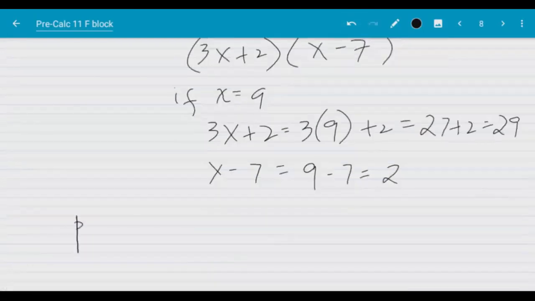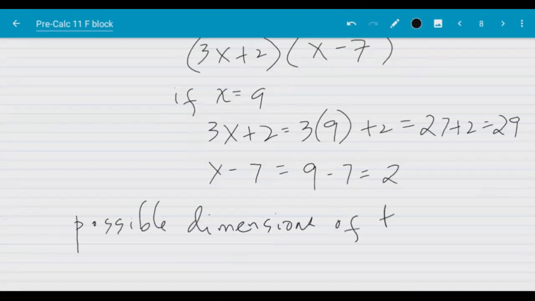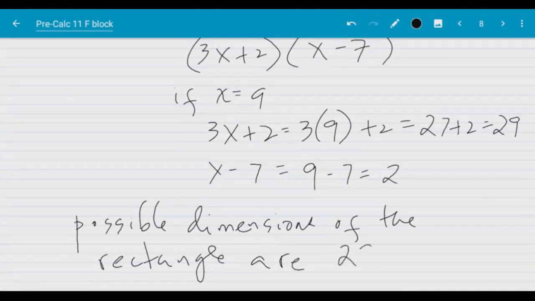All right, so to finish this off, possible dimensions of the rectangle are 29 centimeters for the length and 2 centimeters for the width.